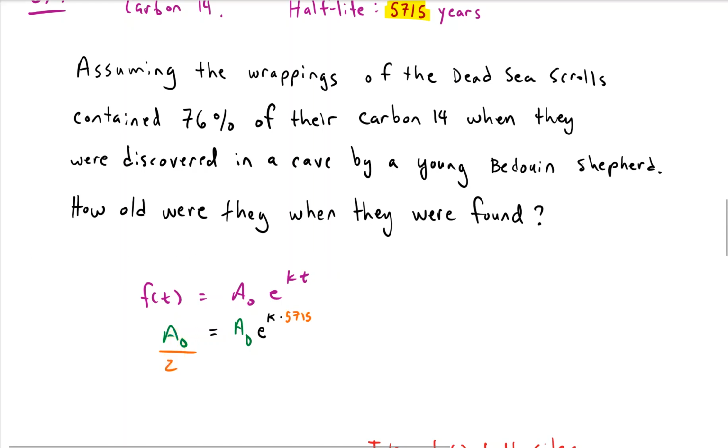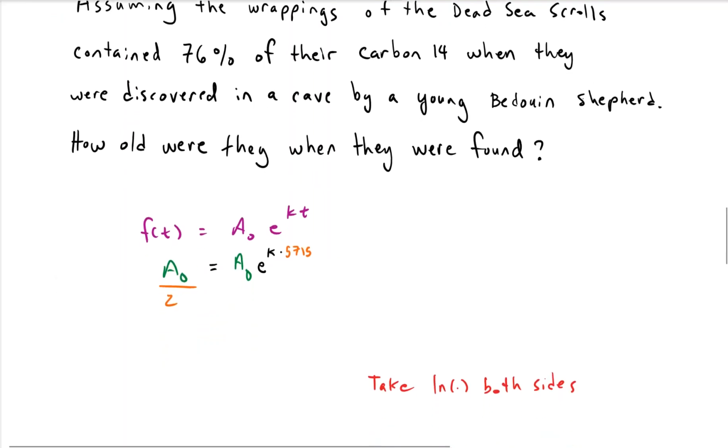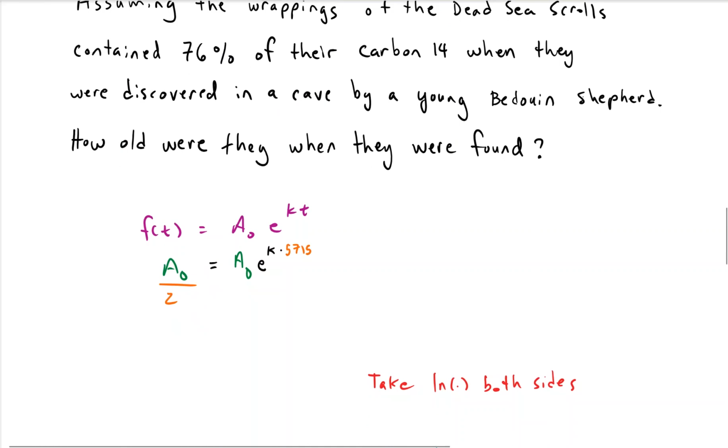So the cool thing about this, if we set it up this way, is that we don't even need to know how much was originally there, because it's just a constant that's on both sides of the equation, and we can just divide it out. So it cancels out and is gone. So what we have then is 1/2 equals e to the k times 5715.